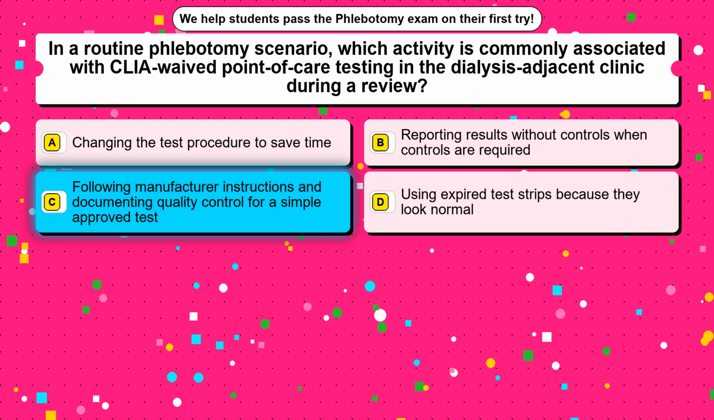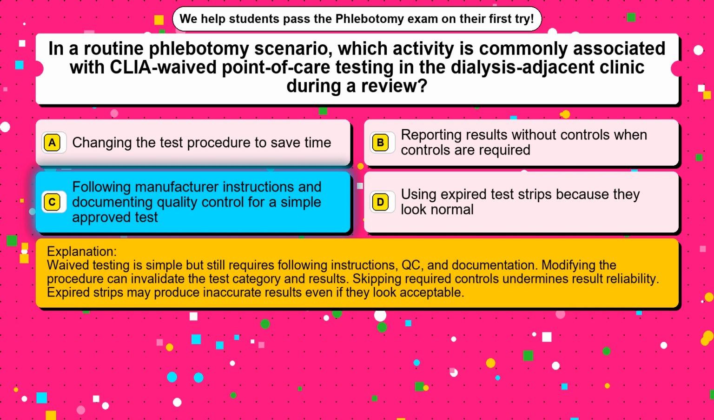Following manufacturer instructions and documenting quality control for a simple approved test. Waived testing is simple but still requires following instructions, QC, and documentation. Modifying the procedure can invalidate the test category and results. Skipping required controls undermines result reliability. Expired strips may produce inaccurate results even if they look acceptable.